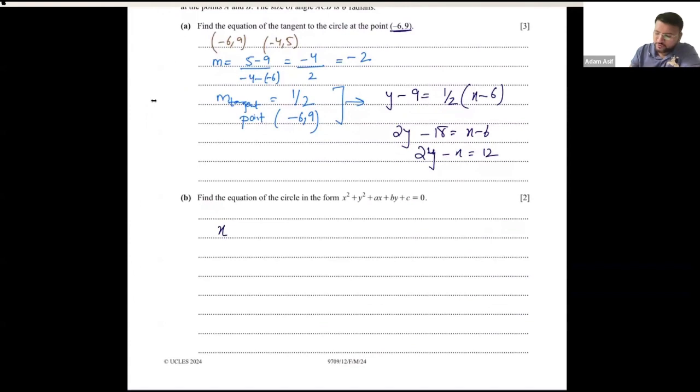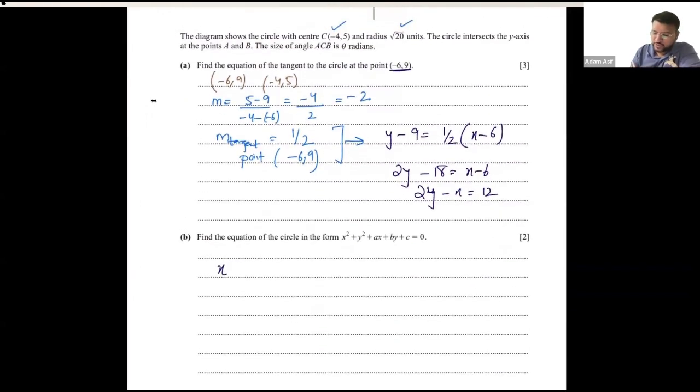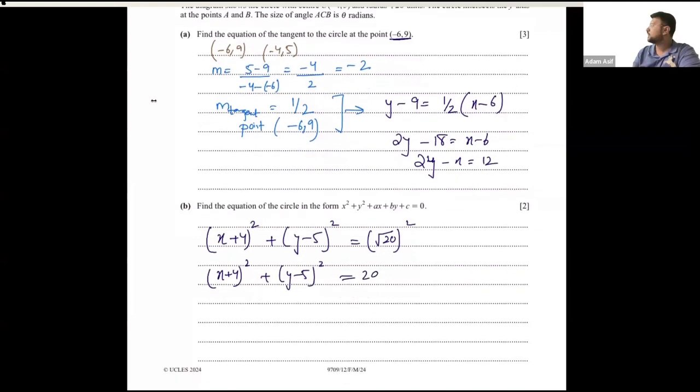So what will be the completing square form of the equation of the circle? The center is minus 4 comma 5. So that's going to be x plus 4 the whole thing square plus y minus 5 the whole thing square equals to r square. So this becomes x plus 4 the whole thing square plus y minus 5 the whole thing square equals to 20. Now what do we have to do, Abdullah?